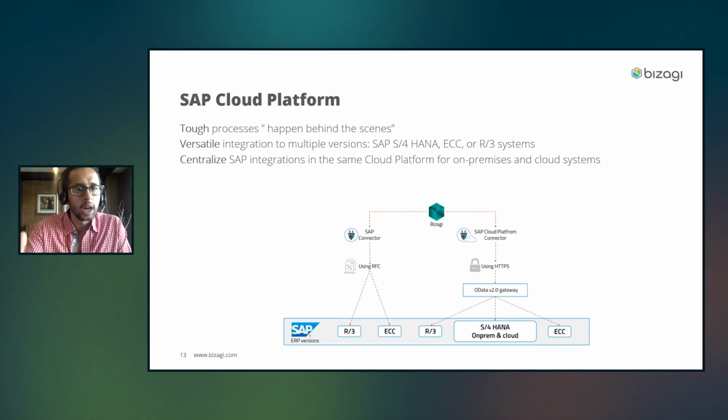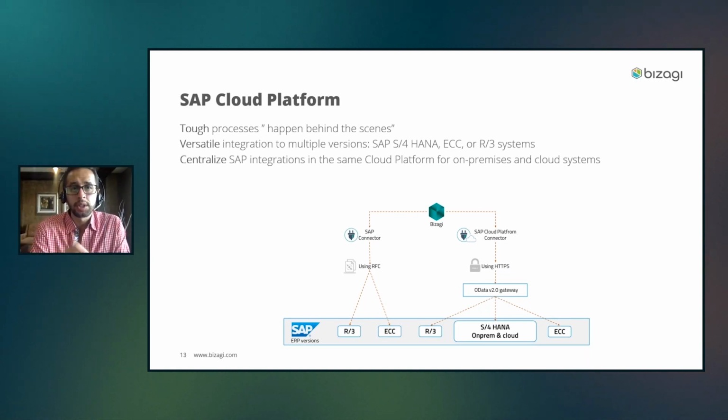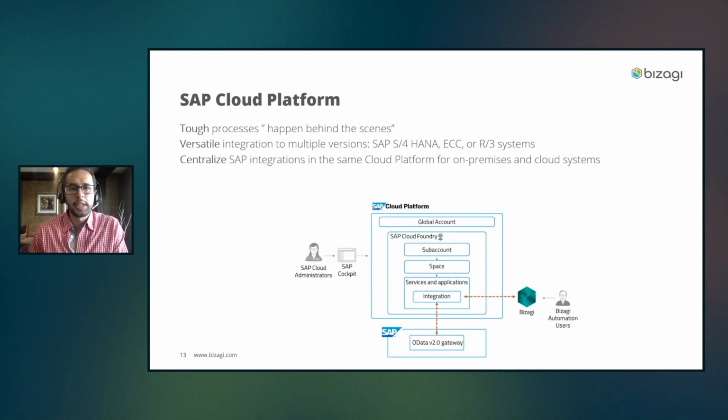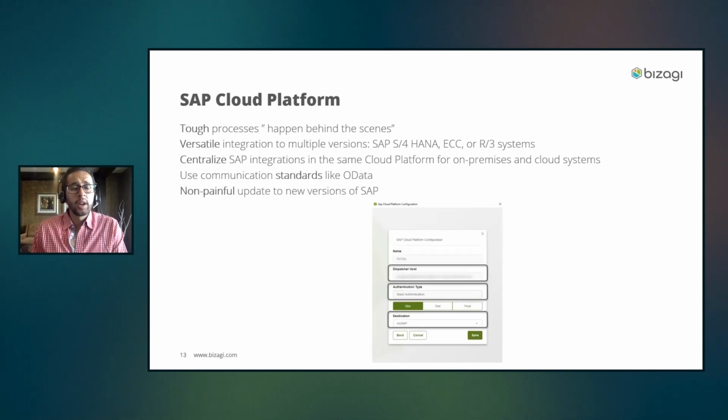It doesn't matter if it is R3, S4HANA, SCC, ECC, it doesn't matter the type of SAP that they are working with. We just have one place, one connection, one single point of integration, and from there we are connecting all of them. This is the first thing that we're presenting to our customers. One of the things with this integration is that we use a standard communication, OData, to complete this integration.